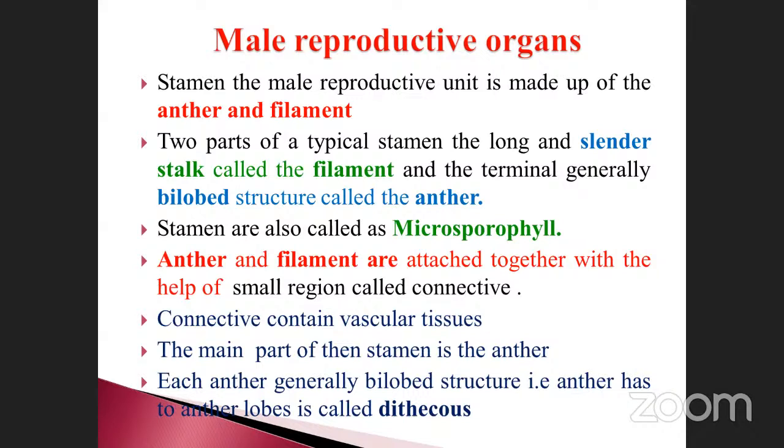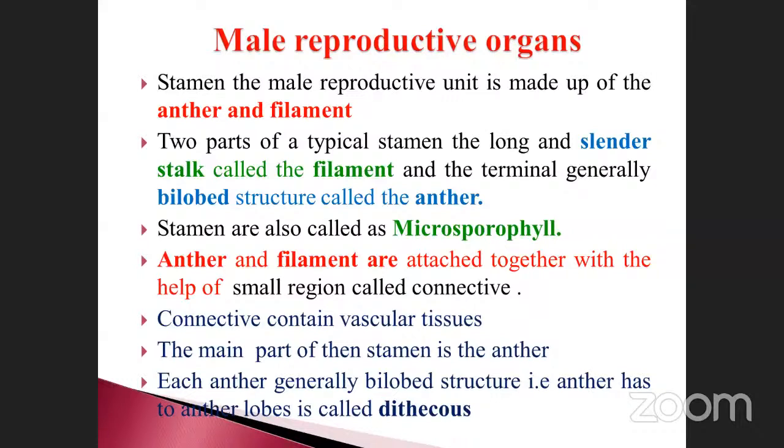Okay. Floral parts, we already know what parts are present in it. That thing we will also study. Now we are going to enter one by one. Male reproductive organs we are going to study deeply. The male reproductive organ is also called the stamen. The stamen consists of the male reproductive unit.